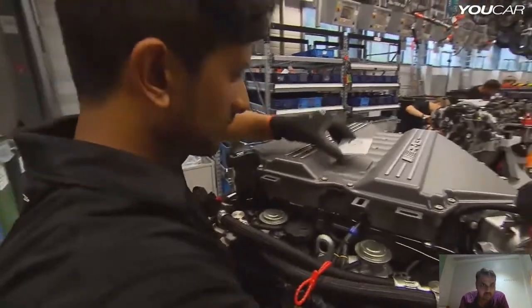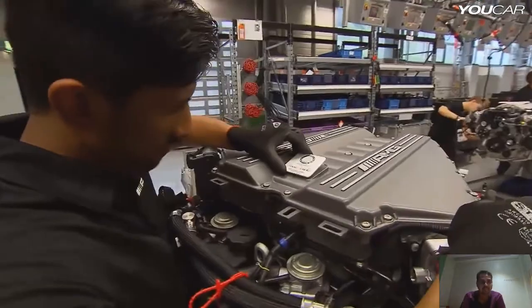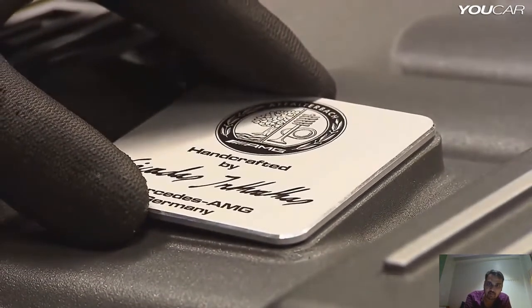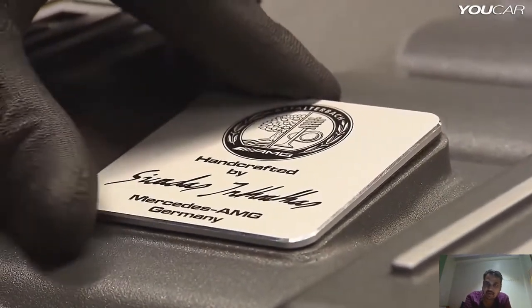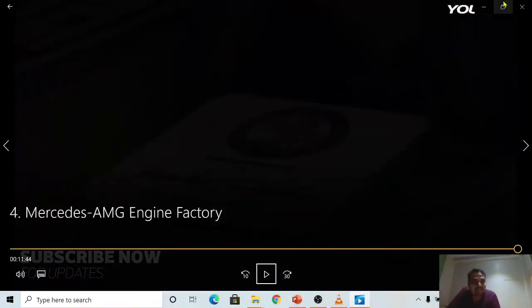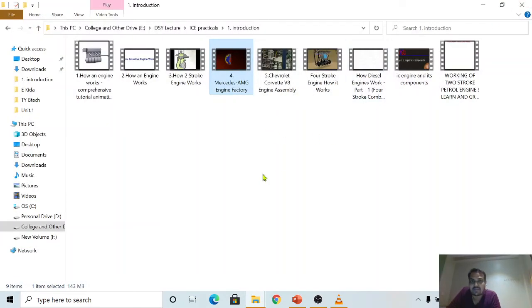Here is the complete assembled Mercedes engine. The logo is going to fit, and this single person is responsible for the assembly. That is handcrafted. His name is there, Mercedes AMG Germany. So hope you understand again, the various concepts get cleared with the help of this video. This was a very interesting one.